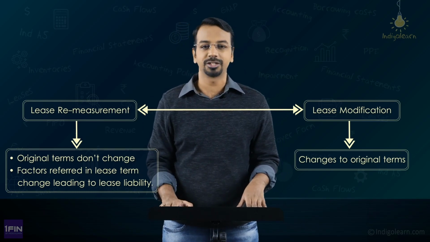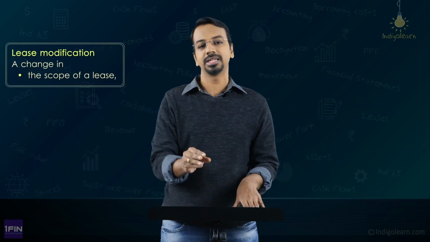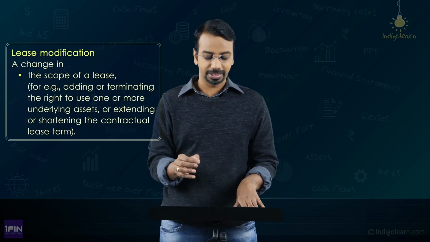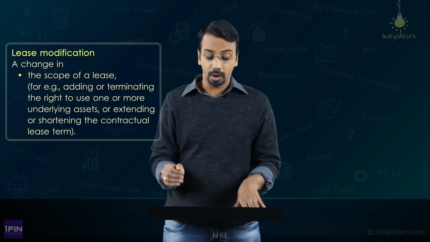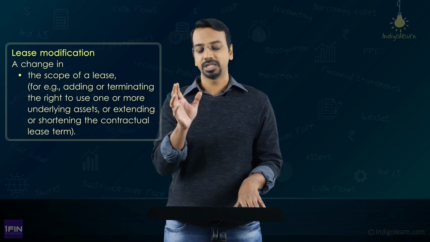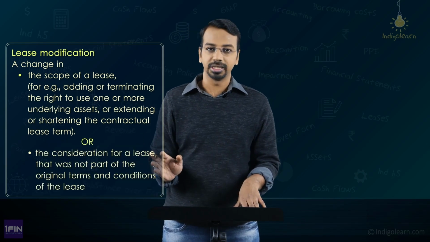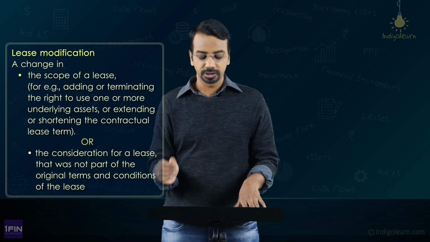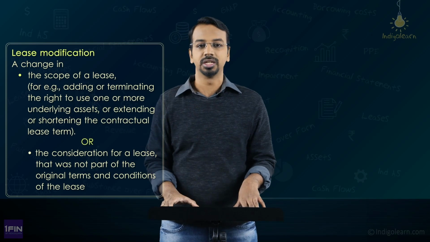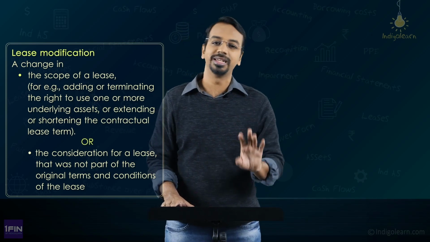So, if you look at the definition of lease modification, it says a lease modification is a change. When I say change in the scope of a lease, it could mean adding or terminating the right to use one or more underlying assets, or extending or shortening the contractual lease term. Okay, so that is what is change in the scope of lease, or a change in the consideration for lease that was not part of the original terms and conditions of the lease. Whatever was not a part of the original terms and conditions, if that part is being changed, that is what is called lease modification.